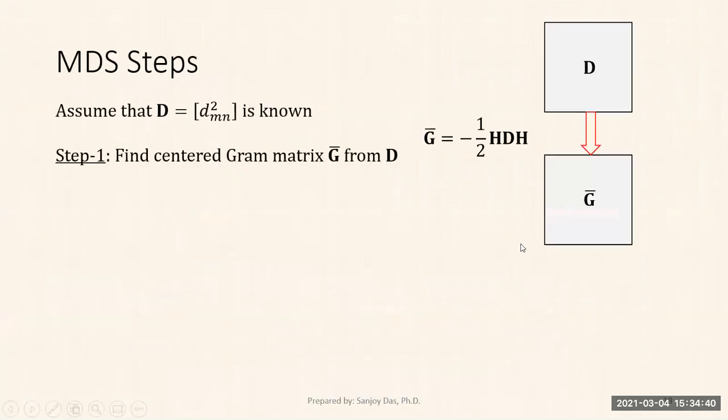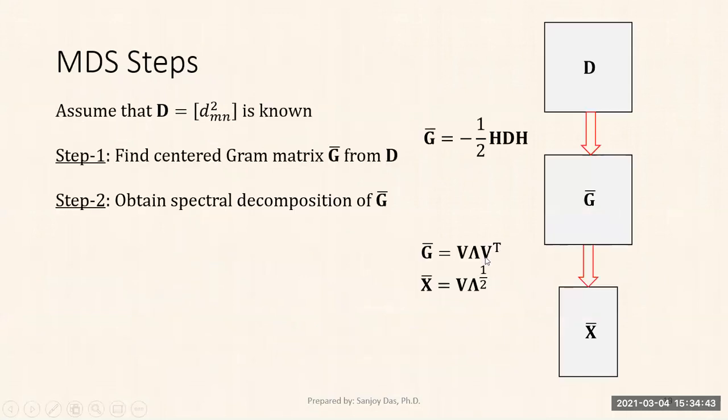Yeah, so this is what it is. I took the lambda; this is L. So lambda to the half, to the power 1 over 2. If X is V lambda to the half, then this X bar is this. Then X bar times X bar transpose will be G, right? So we retrieve the X from the Gram matrix, and that from the distance matrix.